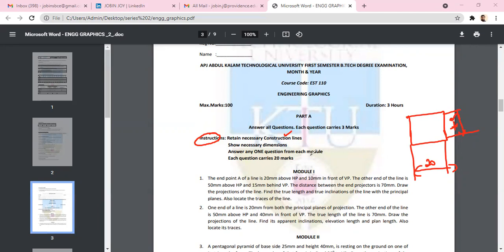Then answer any one question from each module. There will be 2 questions; for example, in module 1 you can see 2 questions. You have to answer only one question from each module. Each question carries 20 marks, so the weightage of each question is 20 marks.